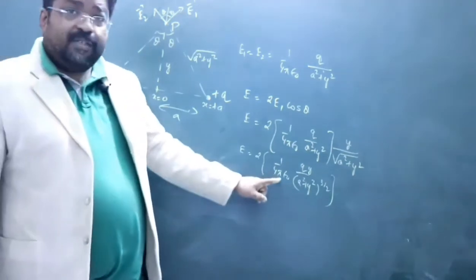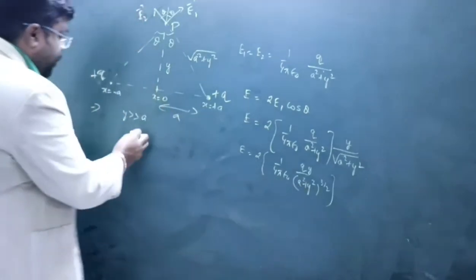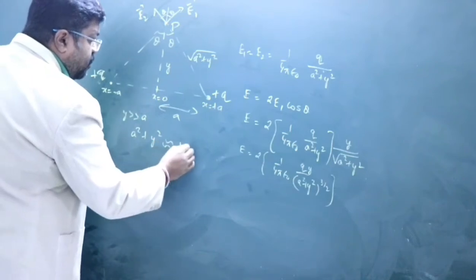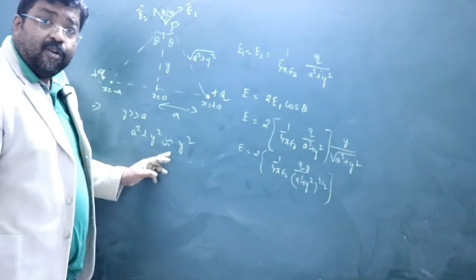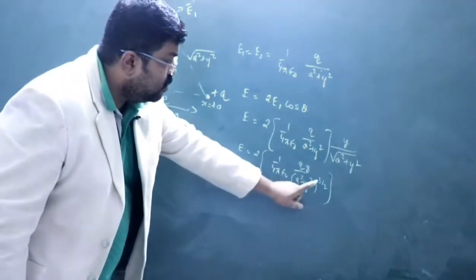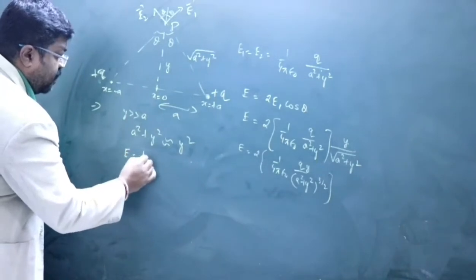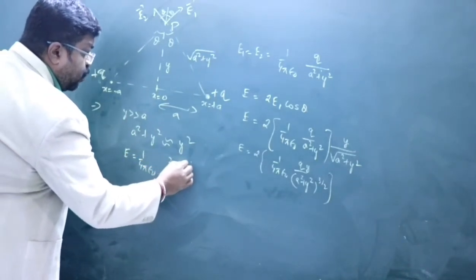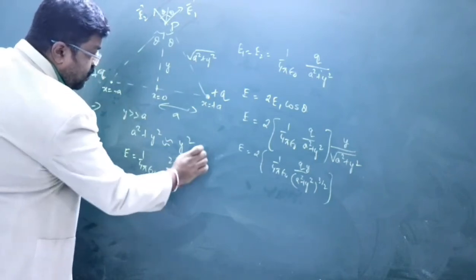Now if this y is very much greater than a, so in the denominator we have a square plus y square, and this will be approximately equal to y square. So a square plus y square is almost equal to y square. So y square to the power 3 by 2 will be y cube. So this E will be 1 by 4 pi epsilon naught 2q y divided by y cube. So this one y cancels out.